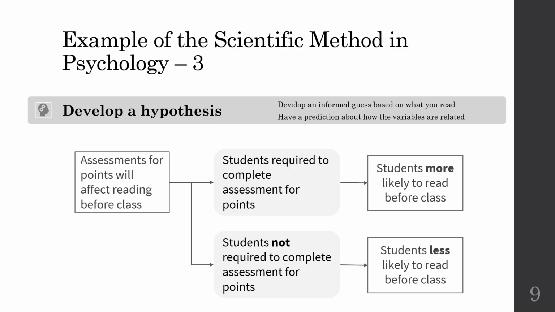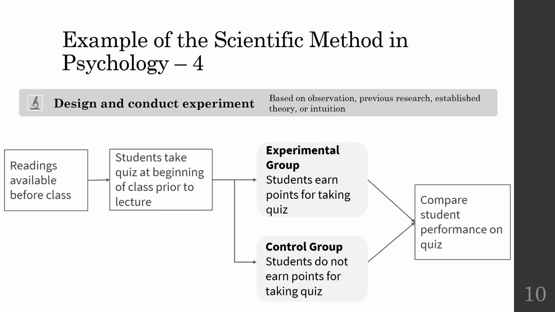So now we have a hypothesis. So what can we do with this? Well, we need to design and conduct some experiment to test this hypothesis. So maybe our experiment is that we give out some readings before class, and then we have students take a quiz at the beginning of class based on those readings.